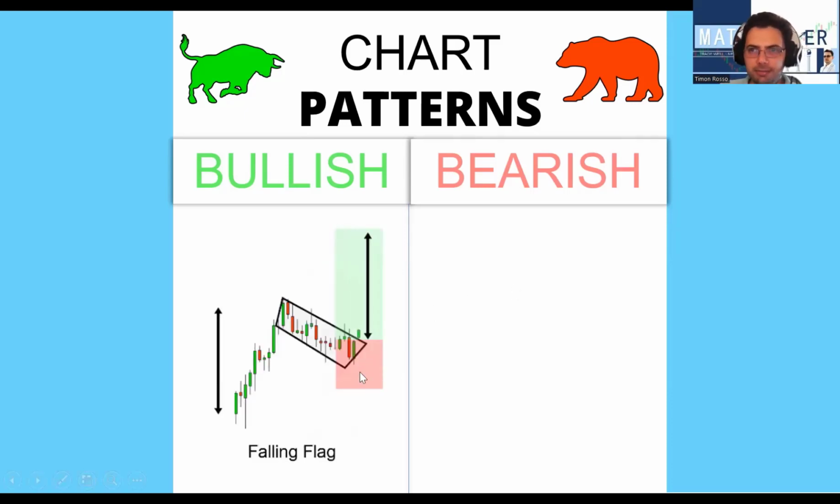Then we have a falling flag. Now, a falling flag is where the market has been moving in an upward direction and it has a flagpole. Then the price moves in between a range, and that range forms what looks like a flag, not a pennant, not a triangle, but an actual little flag. And then we wait for the price to break up and out of the flag formation.